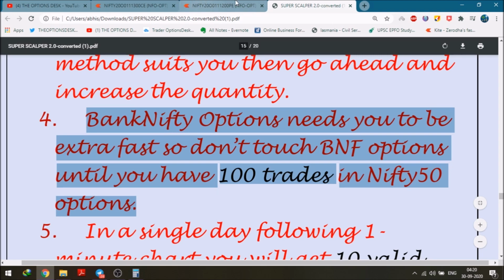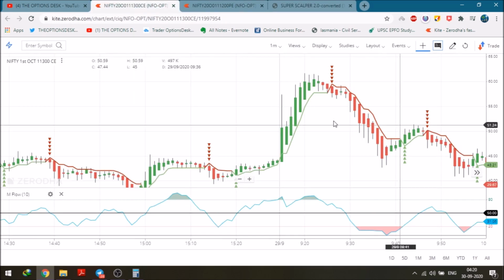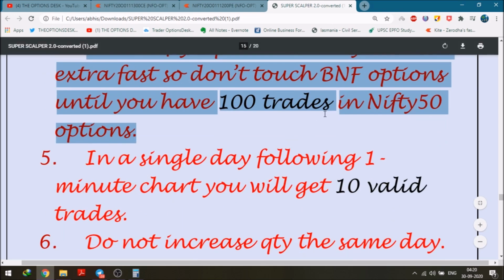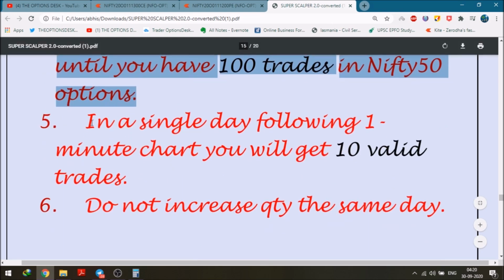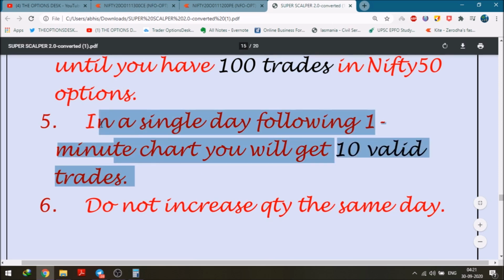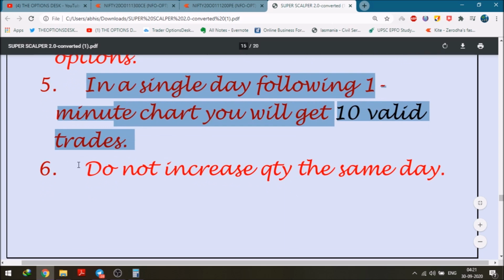On the 1 minute time frame, you get 10 trades in a single day. So you can get 100 trades in 10 days in Nifty 50. In a single day, following the 1 minute chart, you will get 10 valid trades, as mentioned in the fifth point. Do not increase quantity the same day.